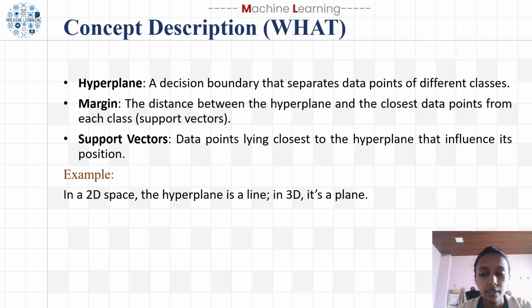So, what exactly are hyperplanes and margins? A hyperplane is simply a decision boundary. In 2D, it's a line. In 3D, it's a plane. And in higher dimensions, it's called a hyperplane. The margin is the distance between the hyperplane and the closest data points from each class. The closest points are known as the support vectors, and they are key to defining the hyperplane.